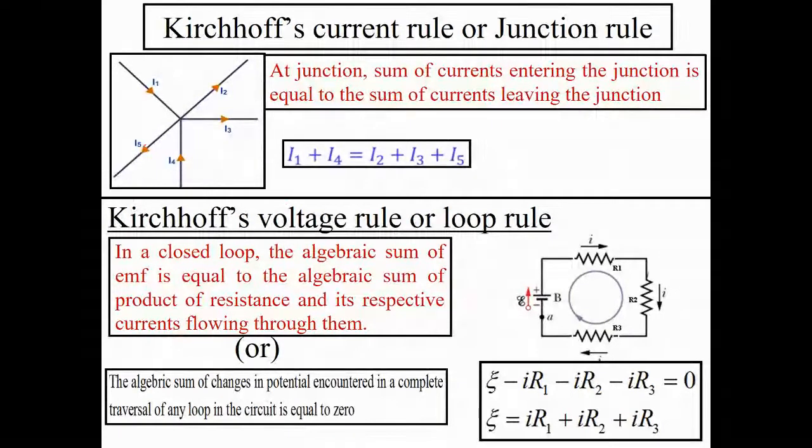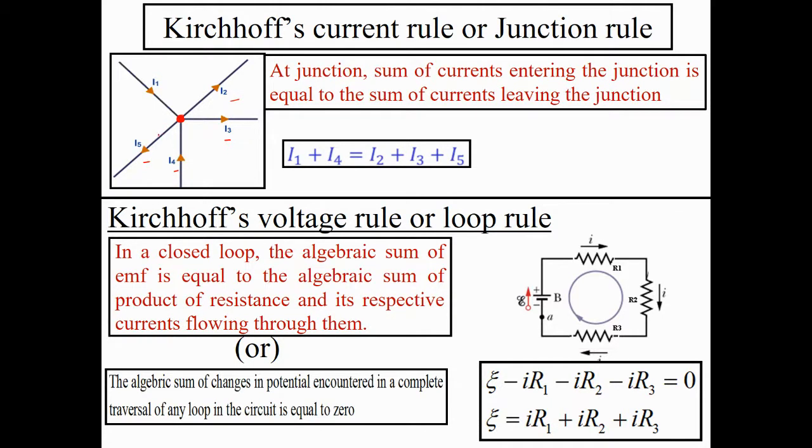You can see here we have 5 branches. Am I right? That means we have 5 branches here, and in these 5 branches there are some currents. You can see I have currents I1, I2, I3, I4, I5, and all these branches are meeting in this junction. Now, all these I1, I2, I3, I4, and I5 are currents. My dear, you have to see the direction of the current.